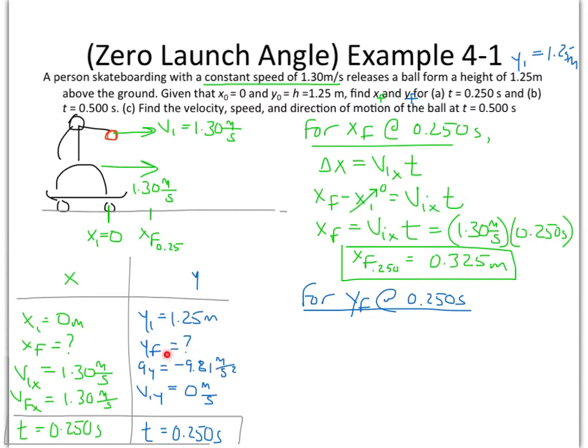We have the acceleration in the y. We have the initial velocity in the y direction, right? Because it's not moving. Look at this right here. It's not moving in the vertical at all. It's moving only in the horizontal. So initial velocity in the y direction has to be 0.